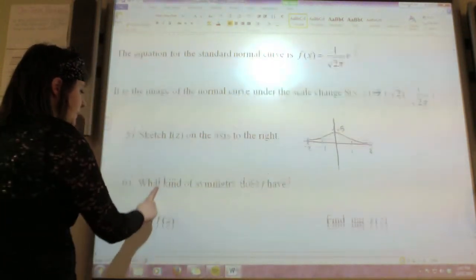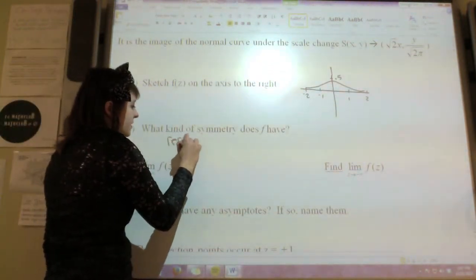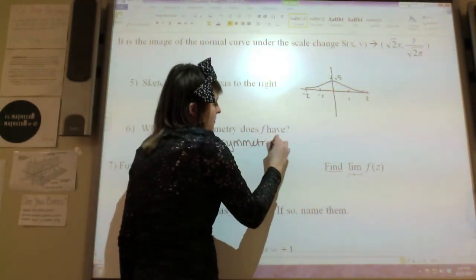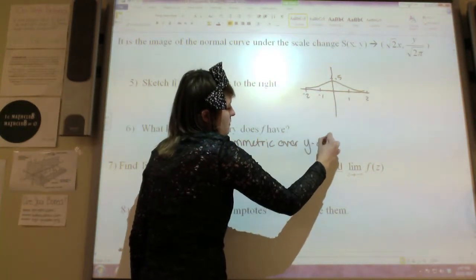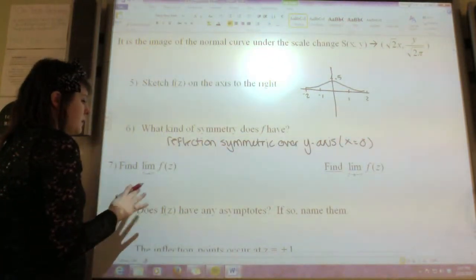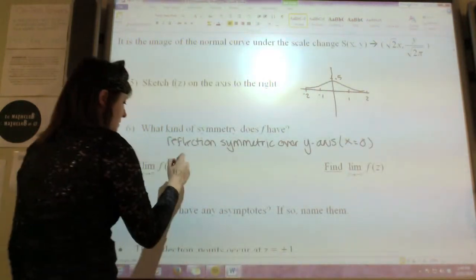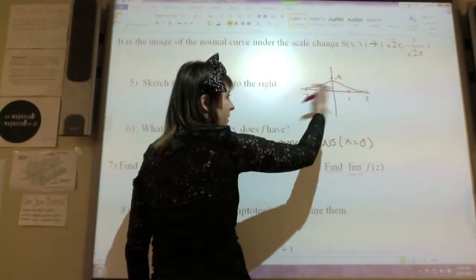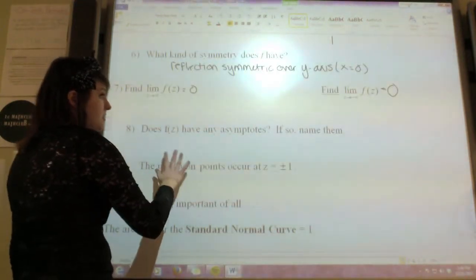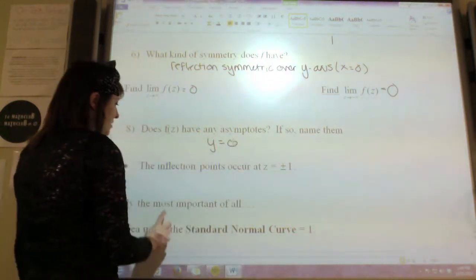So let's look at some properties of this. What kind of symmetry does f have? It has the same symmetry as before, so it's reflection symmetric over the y-axis. As the limit approaches infinity, as my z values are getting bigger, I'm going towards 0 still. As my z values are getting smaller, I'm going towards 0 still. So it's the same thing as the parent function. Does it have any asymptotes? Yes, it still has an asymptote at y equals 0, just like the parent function did.